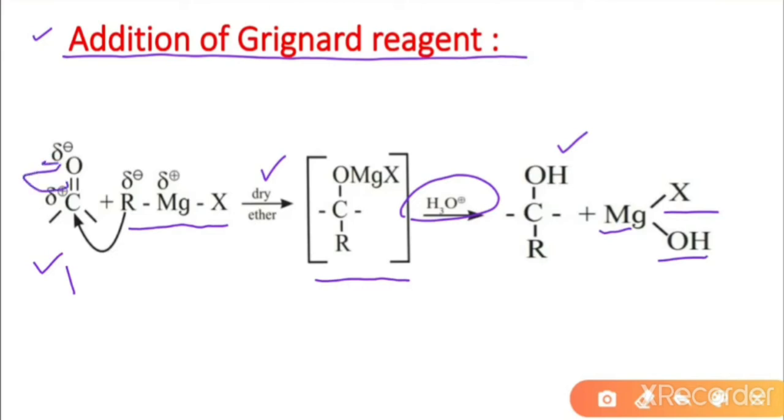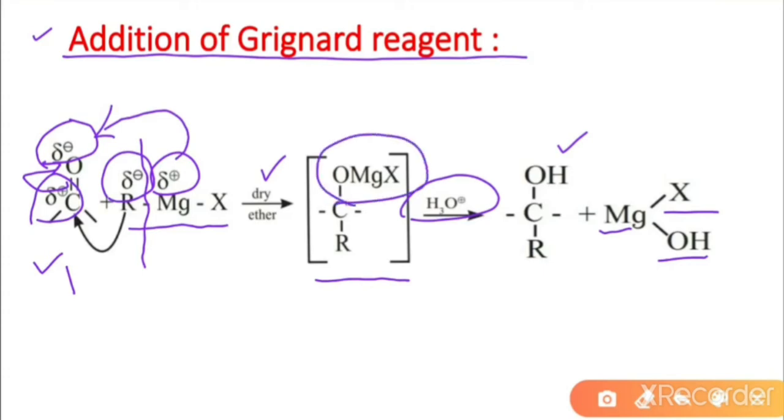By transfer of pi bonded electrons to oxygen, oxygen becomes partial negative and carbon becomes partial positive. By breaking of the R-MgX bond, MgX becomes partial positive and R becomes partial negative. MgX attacks on oxygen to form OMgX, and R attacks on carbon to form the C-R bond.